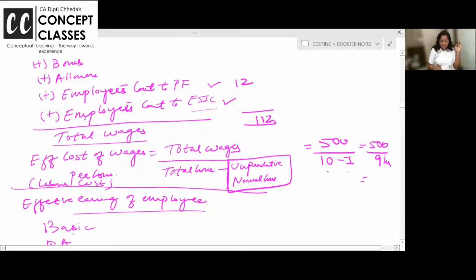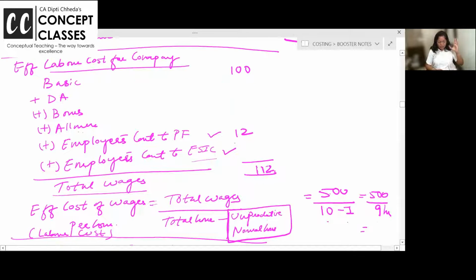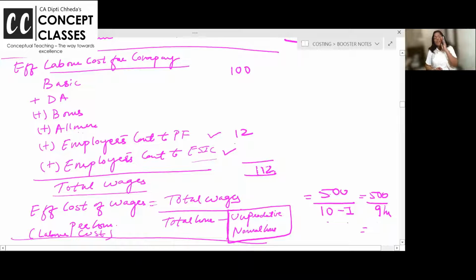Basic, DA, bonus. Then you may be surprised, ma'am, overtime you have not put here. Overtime, I will not put it in this total labor cost. I will put only for that employee, because all the employees we are not paying overtime. All the departments and all the jobs we are not doing overtime. So overtime cost will be calculated separately and we will put it only in that column in which overtime is paid. This is, dear students, listen carefully for 2 minutes.